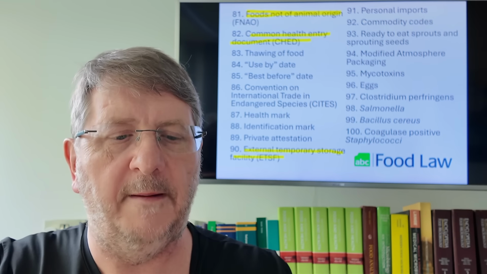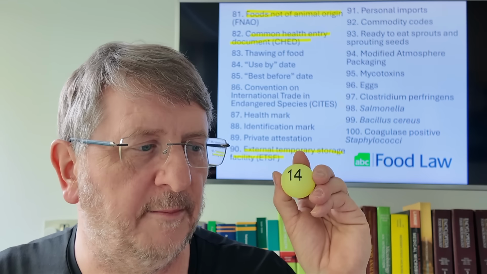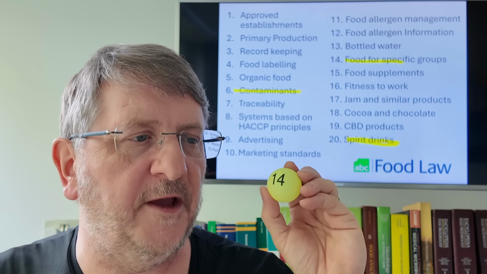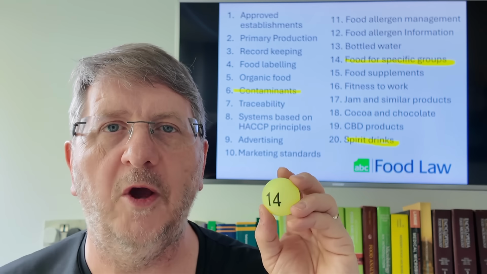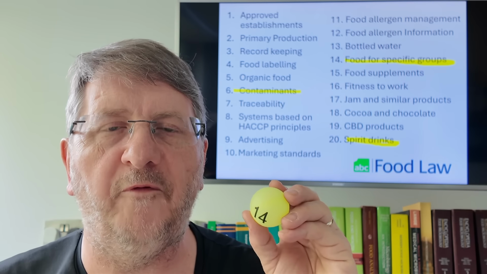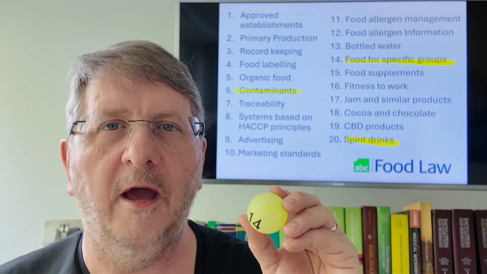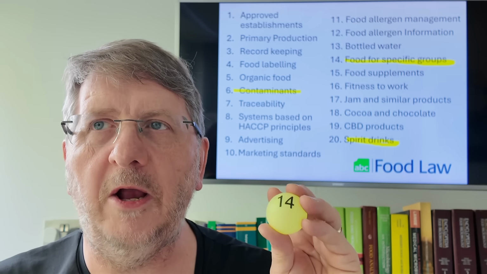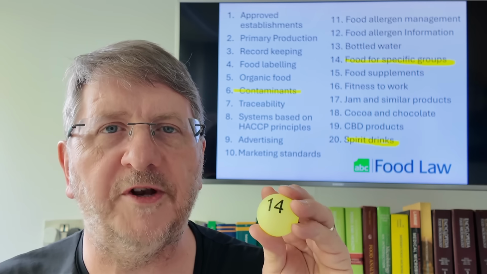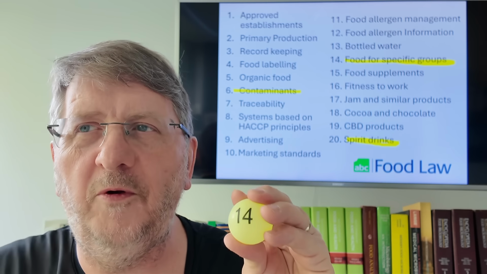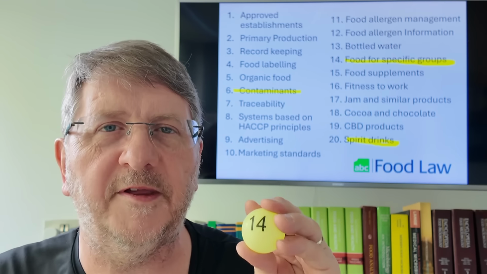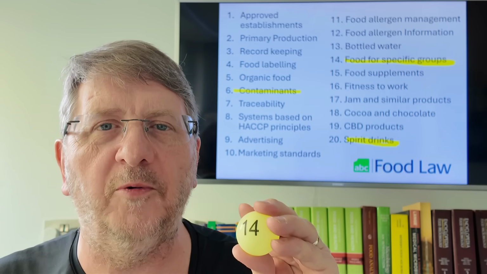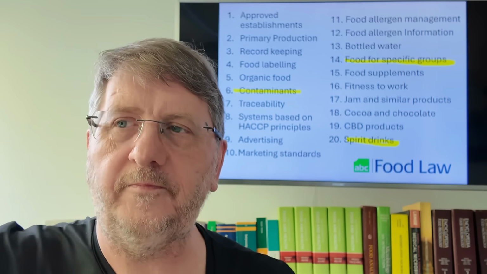There we go. We have number 14. Food for specific groups. Food for specific groups would include infant food, follow-on formula. It would include things like food for people with gluten-free diets. It may include weight reduction foods or foods for people who need meal replacements. You can see the sort of thing I'm talking about. Sets out composition and labelling rules, food standards issue.